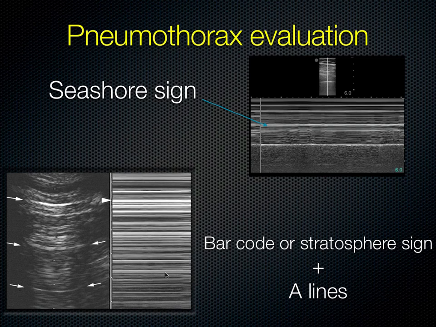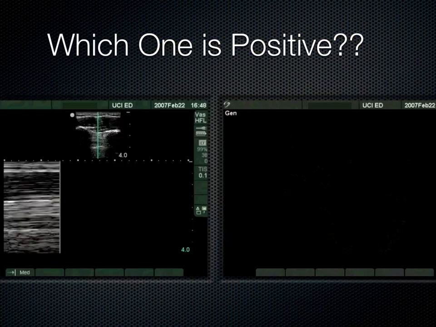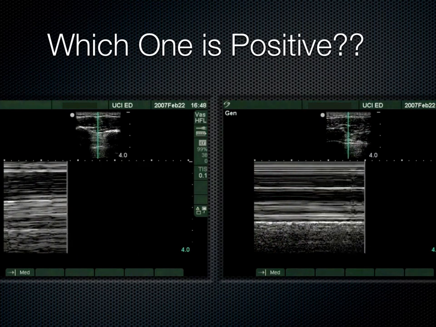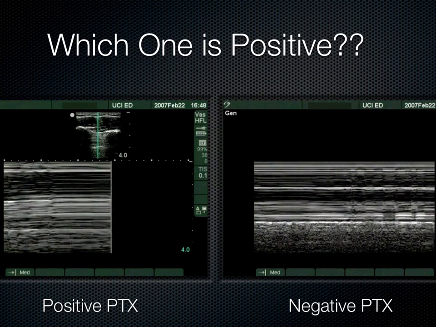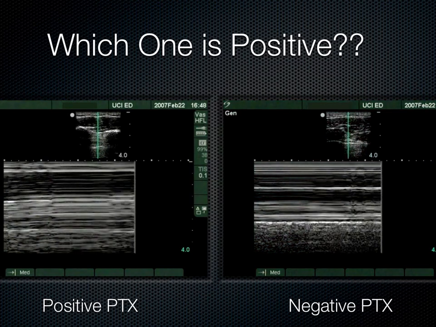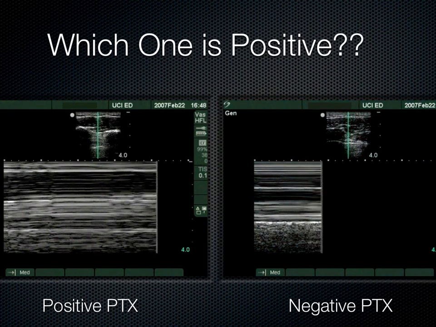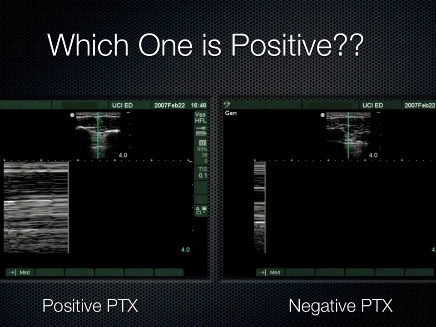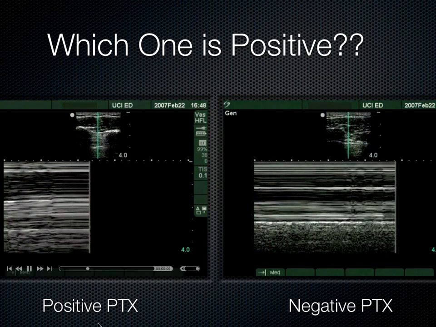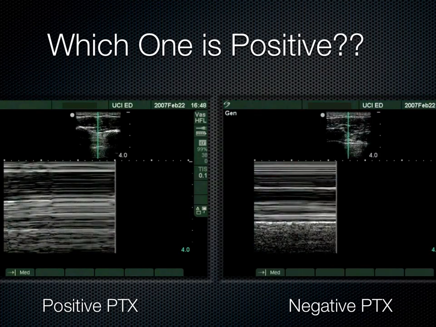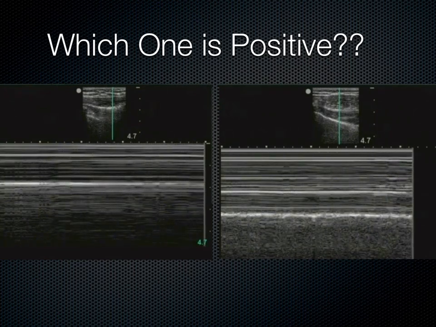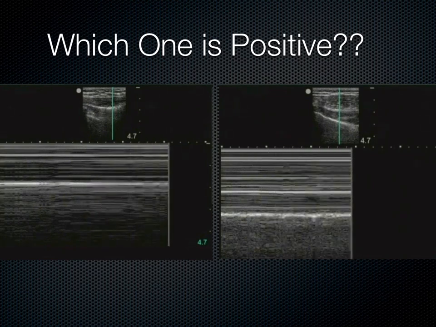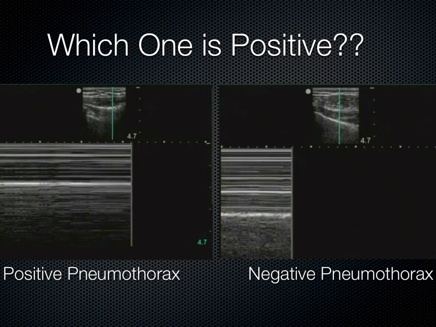Side-by-side comparison of the appearance of a seashore sign with the appearance of a barcode sign, and again, pneumothorax can have A lines but will not have B lines. In this example, which side is positive? Right. So there's a positive pneumothorax in the image on the right, which shows the barcode, and the image on, actually, the image on the left of the screen that you're seeing right here, positive pneumothorax, and here we have the Sky-Ocean Beach, negative pneumothorax. And again, last examples, which one is positive? Right, so the negative pneumothorax again, Sky-Ocean Beach.